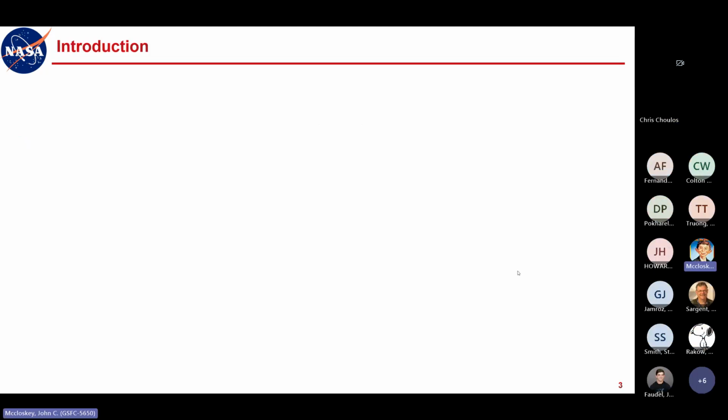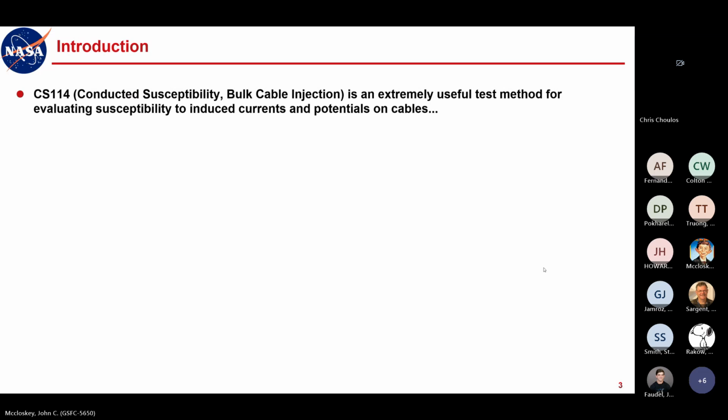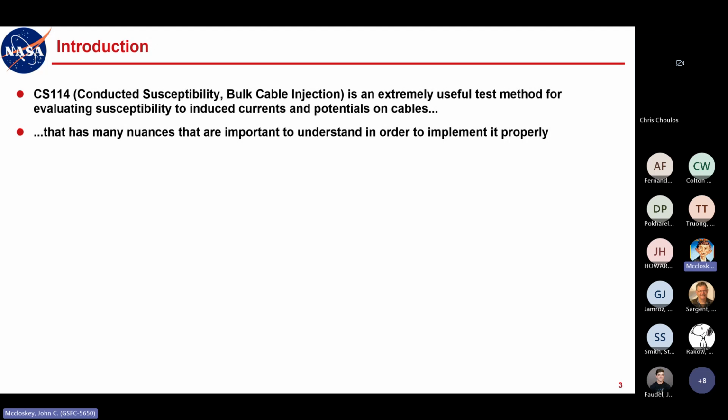So, a couple words of introduction. CS114, conducted susceptibility bulk cable injection, is an extremely useful test method for evaluating susceptibility to induced currents and potentials on cables. I really like this test method. It really is indeed wonderfully useful. However, it has many nuances that are important to understand in order to implement it properly.